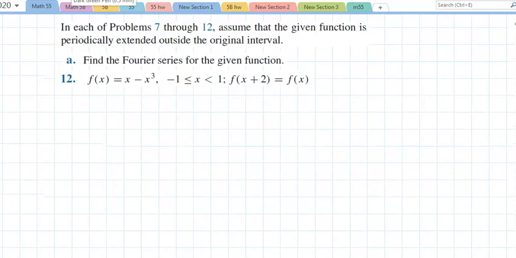Now, something to look for. For problems 7 through 12, assume that the given function is periodic, extended outside of the original interval. Find the Fourier series. Well, x minus x cubed.